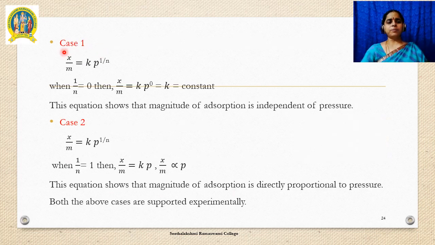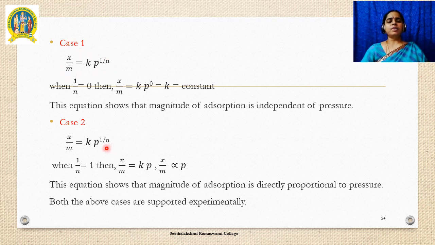Two cases were observed in this Freundlich equation. The first case is in which 1/n is 0. So the pressure term becomes constant. So constant times constant leads to constant. So adsorption is independent of the pressure term. So adsorption is independent of the pressure of the system. That is case 1.